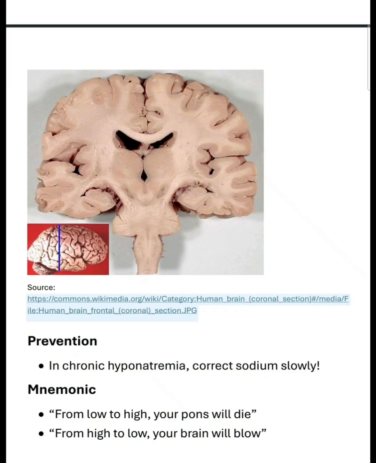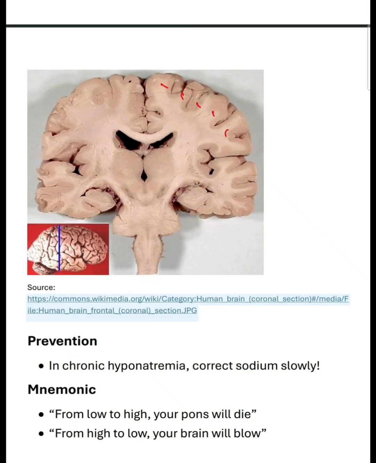So this is the coronal section of the brain, right? This is the medulla oblongata, this is the spinal cord, this is the pons, and this is the midbrain, and this is the cortex, right? So if we understand this basic anatomy, now let's talk about those tracts.